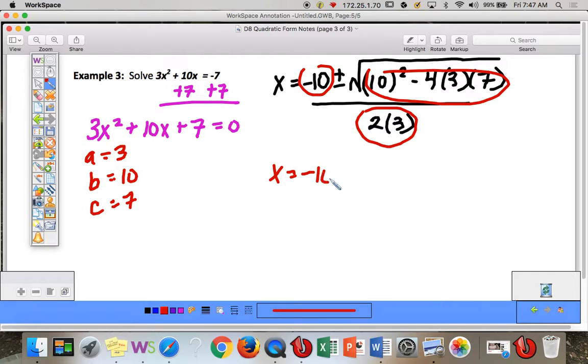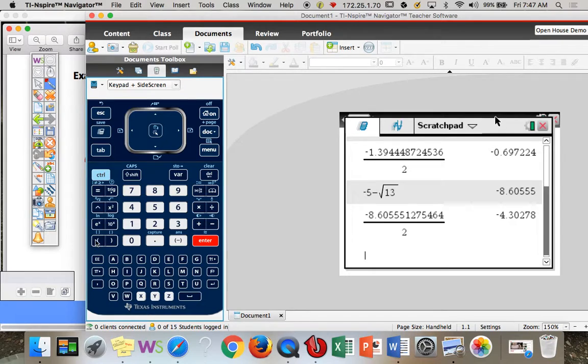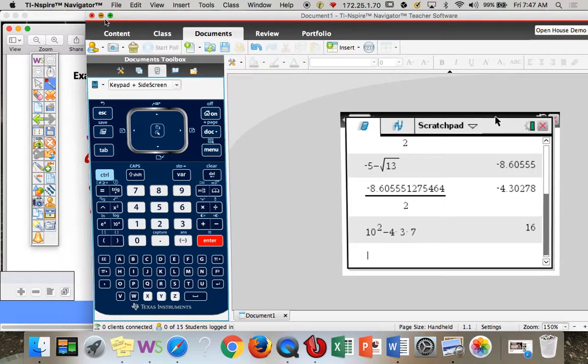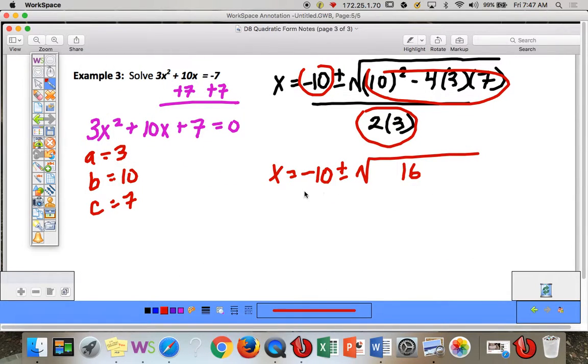X equals negative 10 plus or minus the square root. We can type this in. 10 squared minus 4 times a times c. Okay, so that's 16 all over 2a. 3 times 2 is 6. All right, break it up and solve.